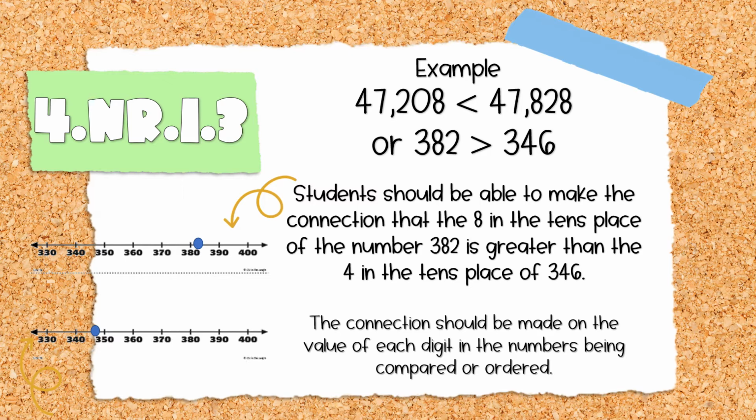They should be able to make a connection that the 8 in the tens place of the number 382 is greater than the 4 in the tens place of 346. When they look at those numbers, they should be able to see that the 8's value is 80, whereas the 4's value is 40. The connection should be made on the value of each digit in the numbers being compared and ordered.